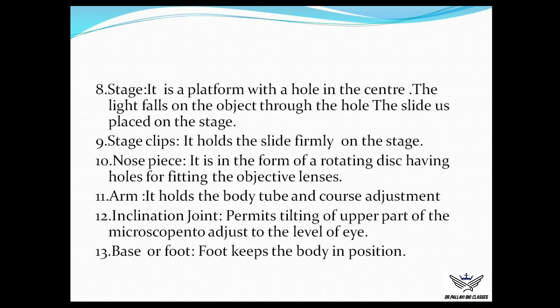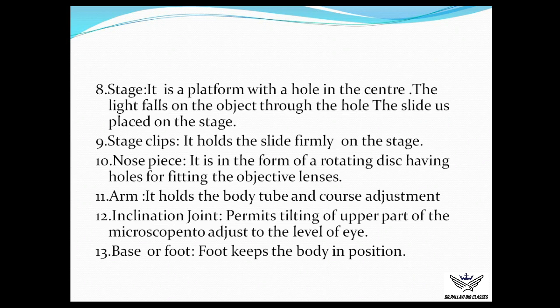Then there is nose piece. So this nose piece is in the form of a rotating disc having holes for fitting the objective lenses. So this nose piece is actually having a number of objective lenses on it, and we can rotate it as a disc, and by that rotation we can adjust our objective lens. So this is a very important part of the compound microscope.